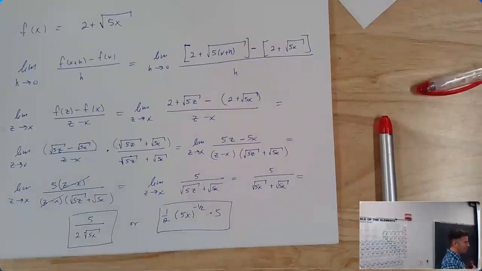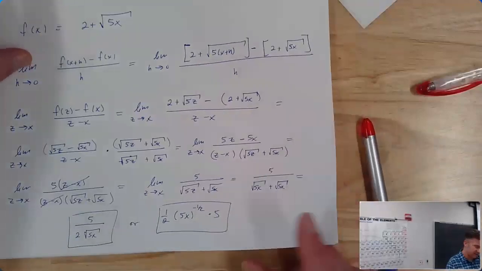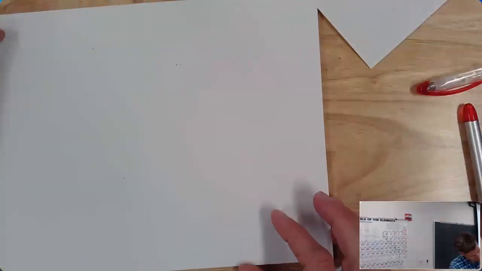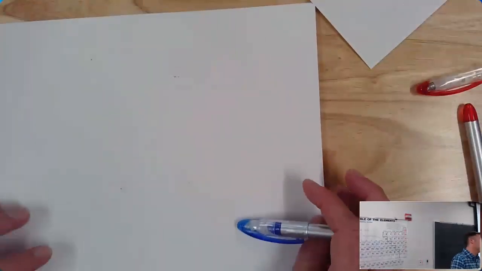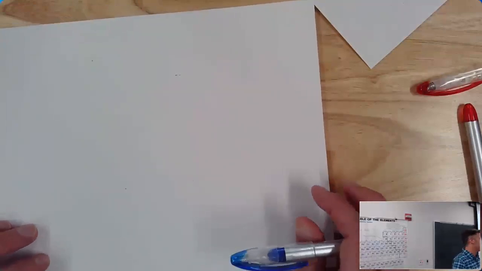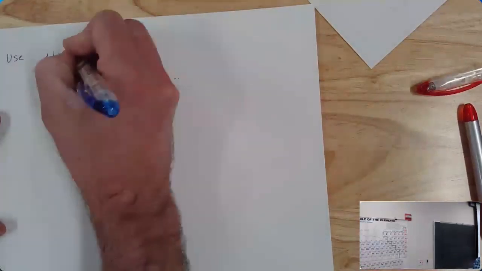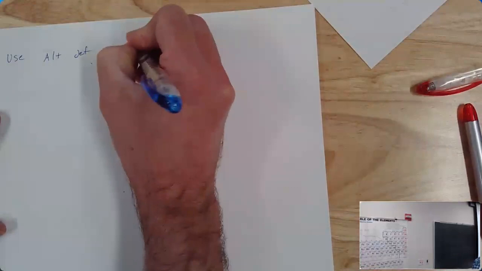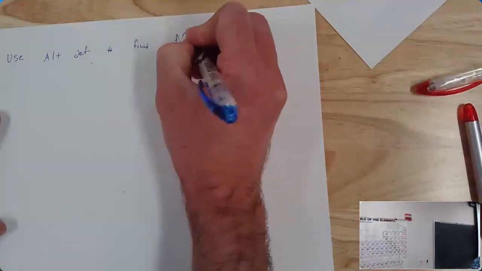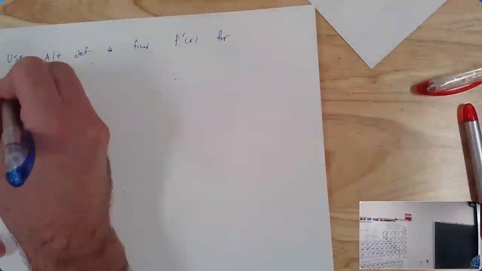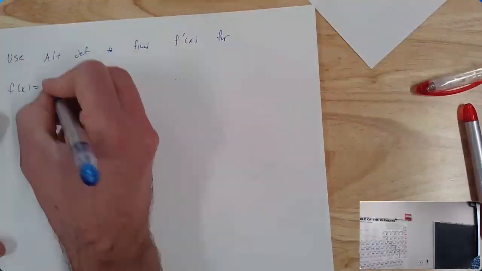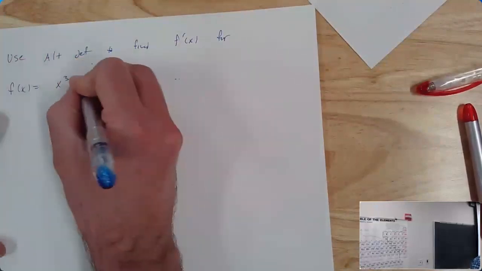Let's look at one more example of this other way of doing it, because although it's not always fun, it is certainly doable. We might do two more examples. Let's do one more example first. So let's try finding, to use the alternate definition to find f prime of x for, let's do this one. f of x equal to x cubed minus 2x.